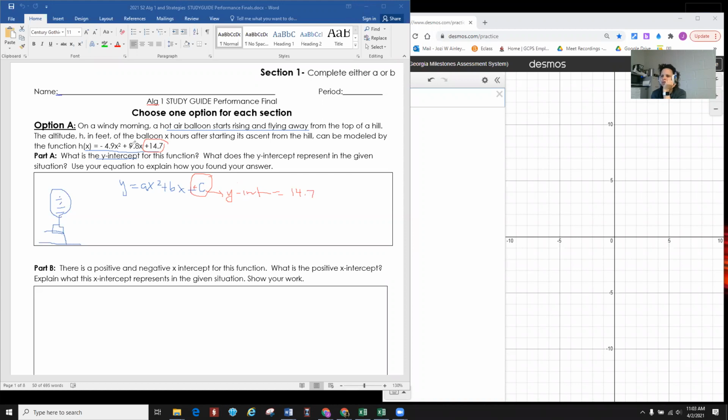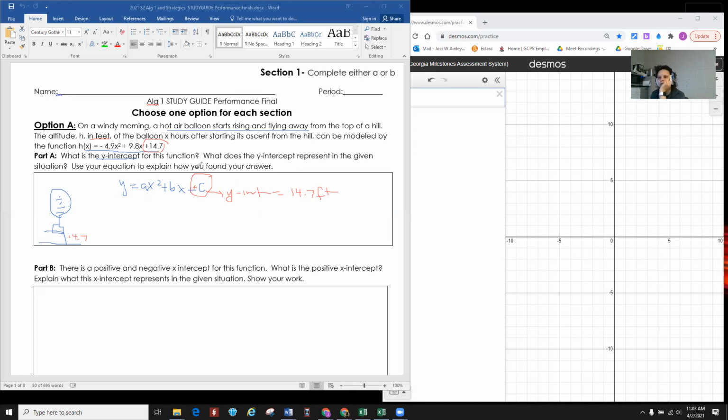And is it in feet? So it starts at the hill. What that means is that hill is 14.7 feet up. All right, so what does the y-intercept represent given this situation? Okay, so I just answered that. I'm not going to write it because it takes me forever to write it here, but I'm saying it out loud. It means the balloon started off 14.7 feet up. The hill was 14.7 feet tall or high, however you want to write that.